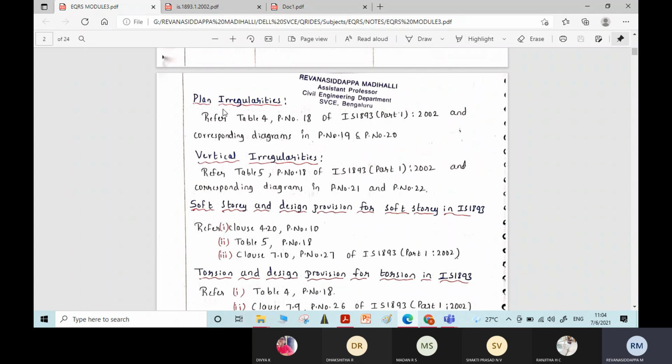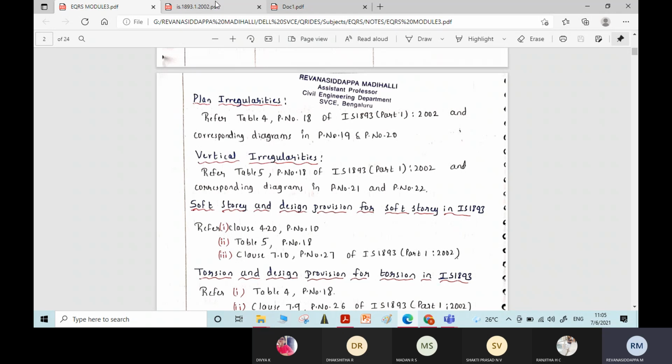In the previous class, I discussed plan irregularities. Today's class we'll go through vertical irregularities. With respect to vertical irregularities, on page number 18 of the IS 1893 code book, it is clearly given what the different types of vertical irregularities are, and corresponding diagrams are also given in the code book. On pages 21 and 22 diagrams are given. On page 18, the explanation for the different types of vertical irregularities is given.